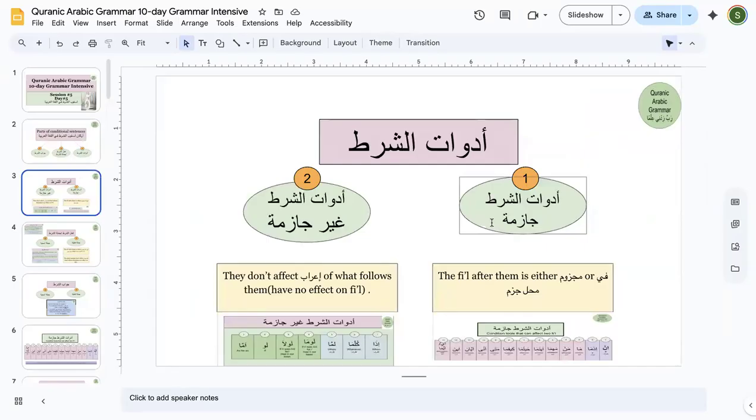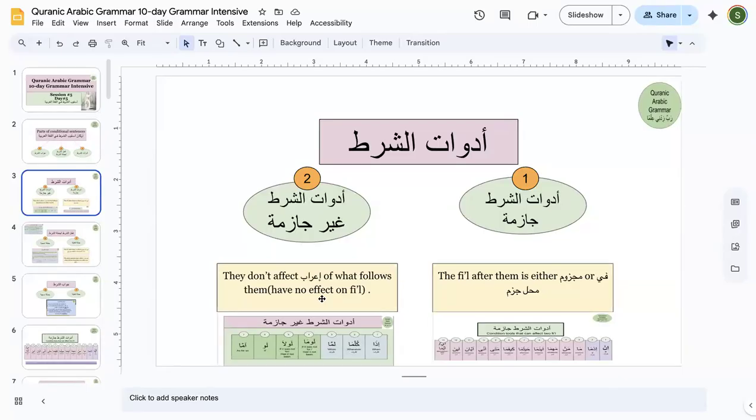But what if it is not mudari, if it is madin? Then in that case, you will call that madin fi mahalli jazmin. If it is in kuntum mu'minin, in that case, kuntum is madin, in the madin form, it's fail madin naqis, you will call that fail fi mahalli jazmin. When it comes to adwatu shart ghair jazima, they will not affect your fail in any way, form, or shape. There is no change to the fail itself.